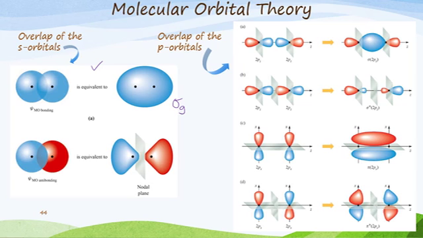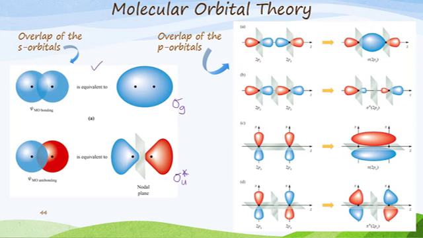Here, in the second diagram at the bottom on the left, we have two s orbitals with different signs for the wave function. That will give us an anti-bonding orbital. So this one will become a sigma ungerade, and we denote it with a star to say that it's anti-bonding. All right, what about the p orbitals now?